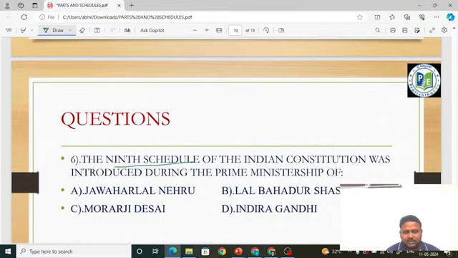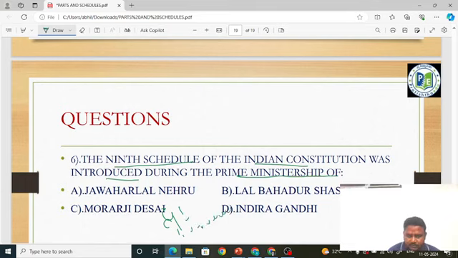The 9th schedule of the Indian Constitution was introduced during the Prime Ministership of, see this is a very tricky question, very analytical question. 9th schedule was introduced when? 9th schedule was introduced through the first amendment. That was when? In 1952.